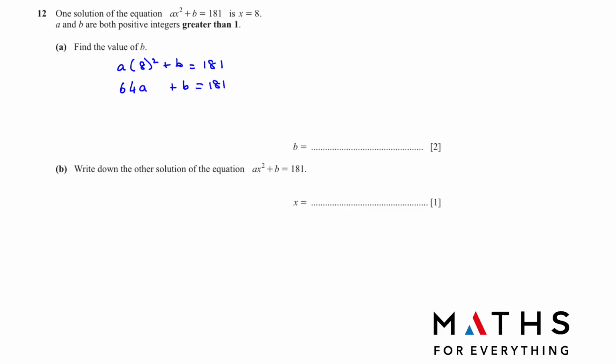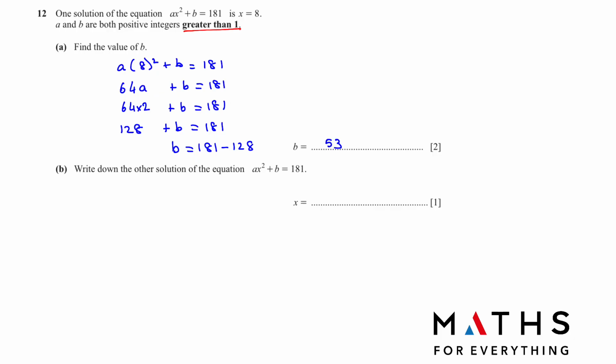Now, a few things to keep in mind: both a and b are greater than 1. The second thing is they are both positive. So a cannot be 1, but it could be 2. If I do 64 multiplied by 2, I'm going to get 128 plus b is equal to 181. B is equal to 181 minus 128, which is 53.